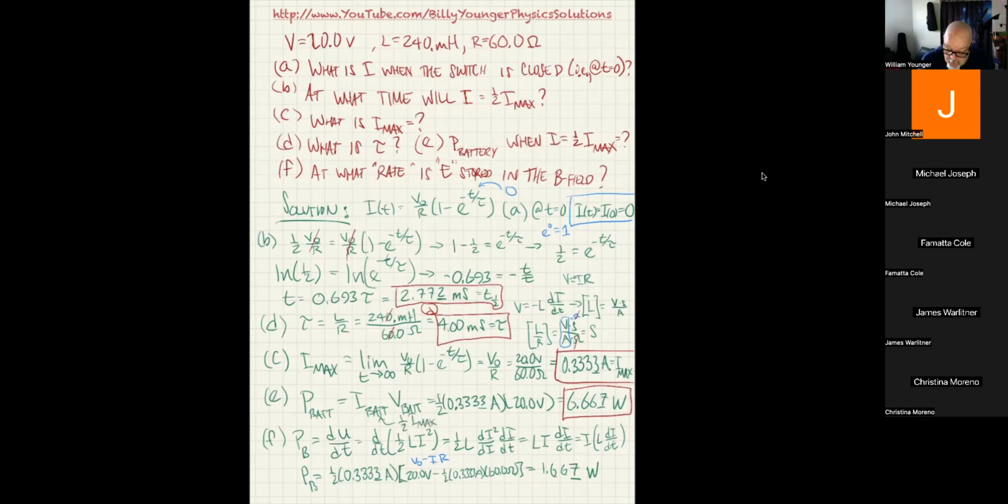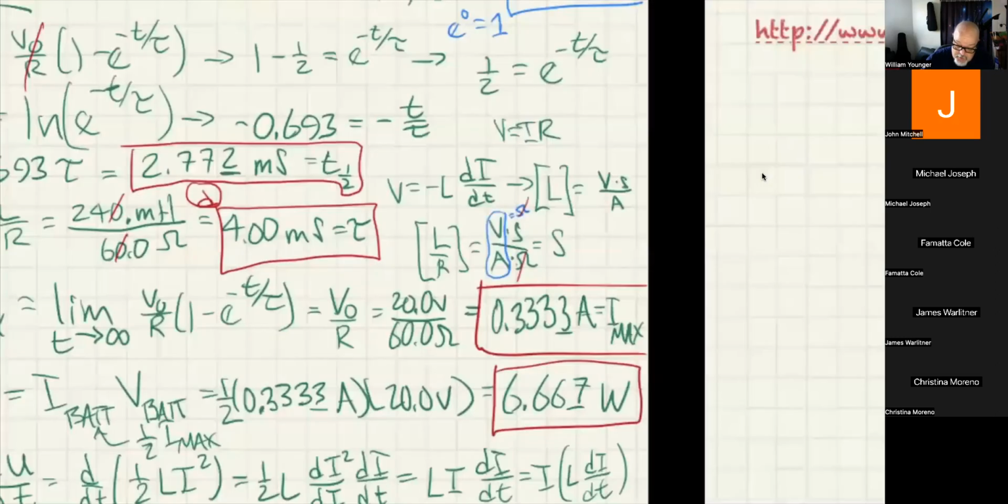So that 1/2 is supposed to be in there. In fact, this should be 3.333 for that answer for part E. So let me go ahead and change that real quick. Everybody see this right here?